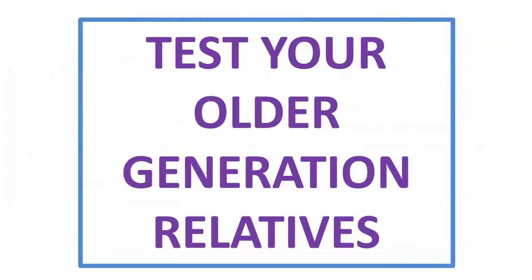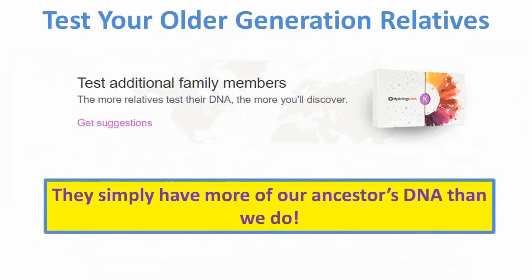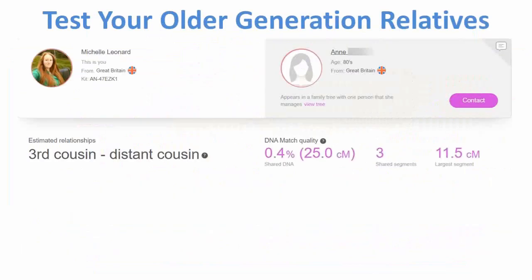Test your older generation relatives. This is really important if it's possible. You'll see this up on the MyHeritage website on the DNA match list. Test additional family members. The more relatives test their DNA, the more you'll discover. And it is so, so true. They simply have more of our ancestors' DNA than we do, our older generation relatives. But even if we don't have older generations to test, if we can test our peers, we're going to get more of our ancestors' DNA via them.